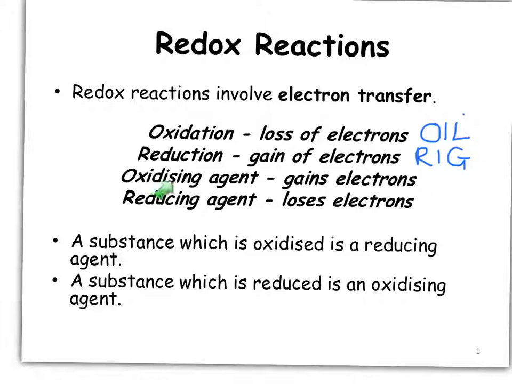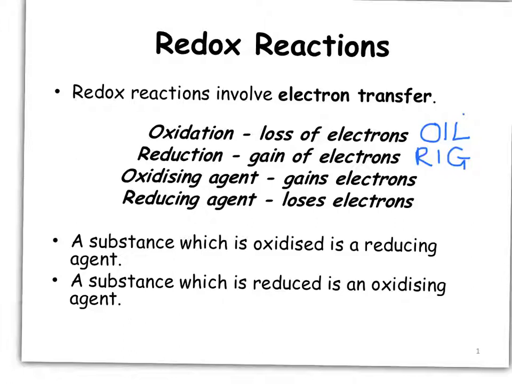You need to know that an oxidizing agent helps something else to be oxidized, so it gets reduced, and a reducing agent helps something else to get reduced, so it gets oxidized. And it is important that you realize that oxidation and reduction must happen as pairs, and you must have an oxidizing and a reducing agent.